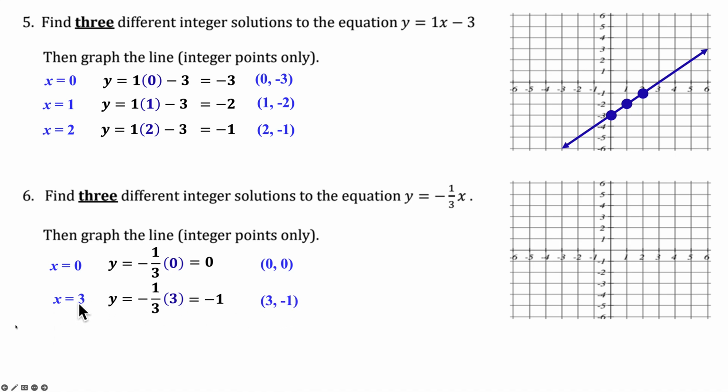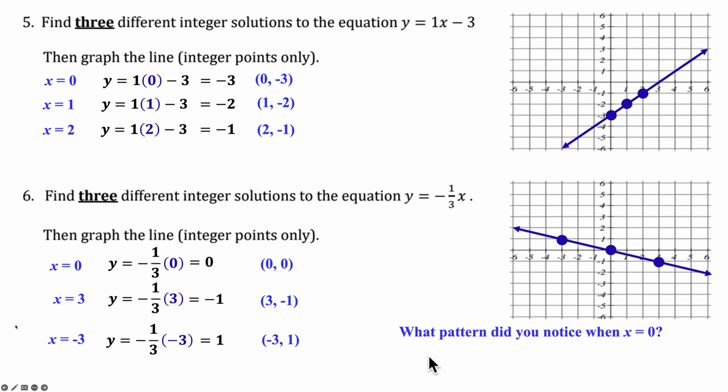Then what I'm going to do is put a negative 3 in, or you could put a 6. I'm going to go with a negative 3 because then all that does is change the sign of my previous answer. So we had a negative 1, but now a negative times a negative is a positive. Now it's a positive 1. So I can plot 0, 0. I can plot 3, negative 1. I can plot negative 3, 1. Draw my line.